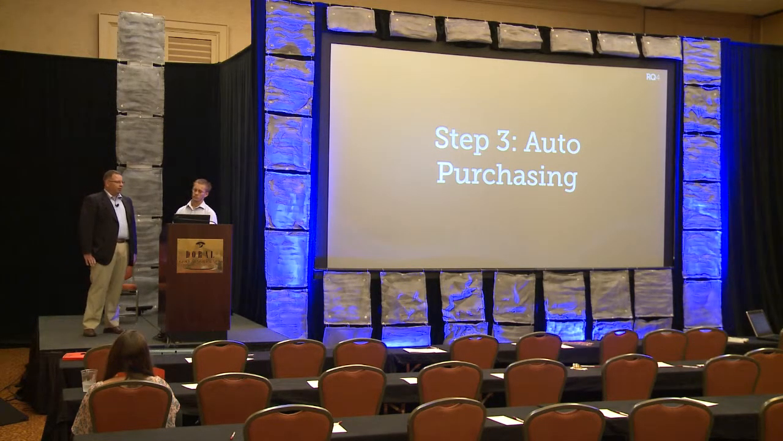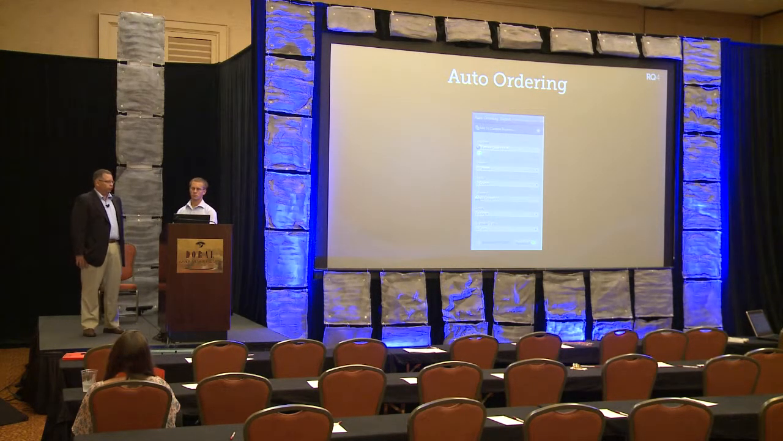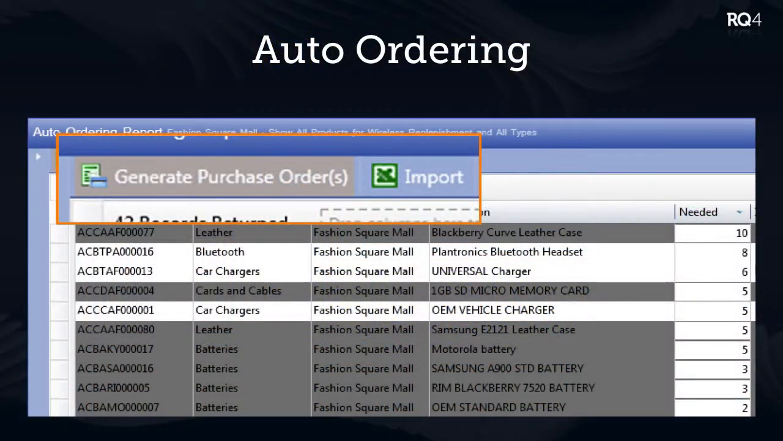So once we've stock balanced correctly around our locations, the next thing we do is the auto purchasing. So auto ordering, you can run the report for a single location, multiple locations, you can run it by districts, etc. You can choose all categories. You can choose shortages of products if you wish. And the nice thing is, it will show you all the products that we recommend based on your min-maxes that you need company-wide.